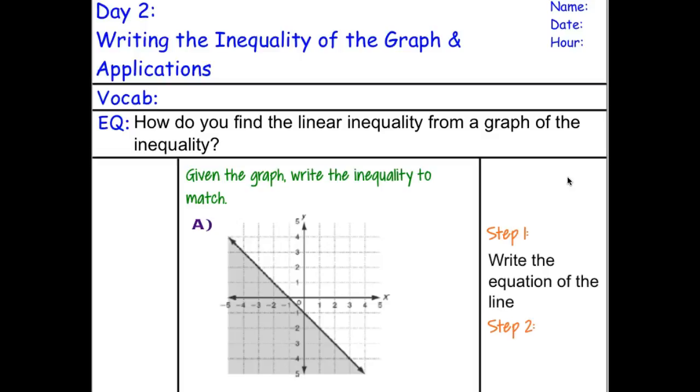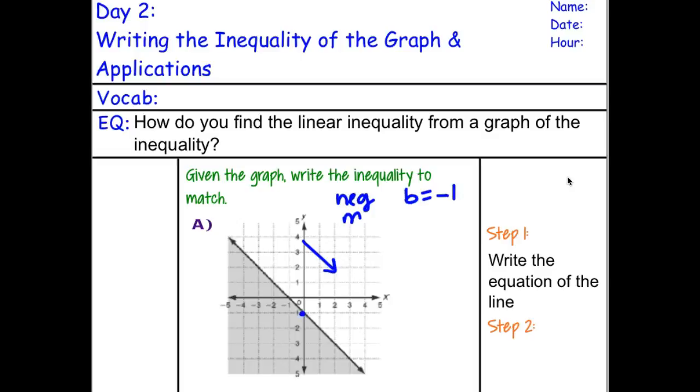So given the graph, write the inequality match. Step one, we're going to write the equation of the line. So we look at our graph, and I first of all see that it slopes downward. So I know that I'm going to have a negative slope. And my y-intercept is going to be right here, so it's -1.